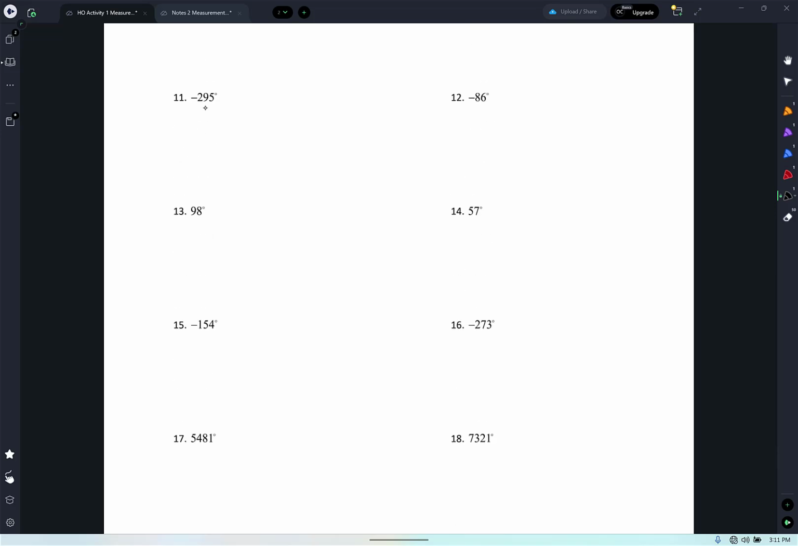Look at number 11. Negative 295 degrees. I don't know if I can do that. Yes, you can. 0 degrees, negative 90 degrees, negative 180 degrees, negative 270 degrees. You guys usually do pretty good with degrees. I think you guys are just more comfortable with it. Negative 295 degrees. What quadrant? The fourth, because you're going to do a whole revolution like that. There it is.